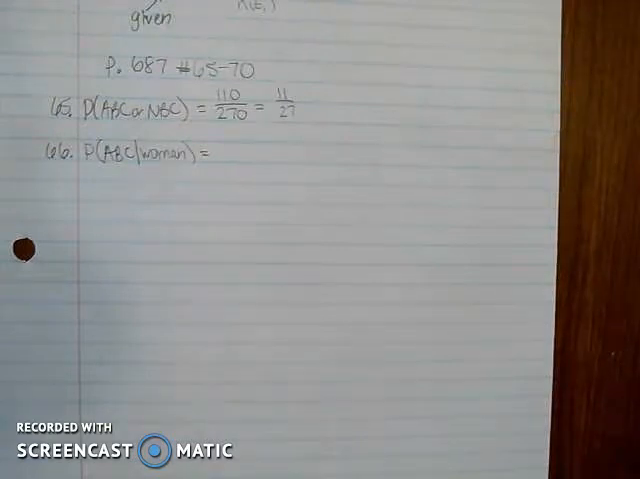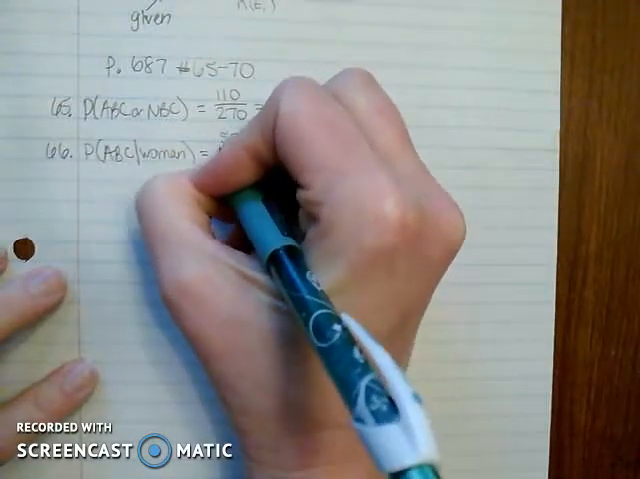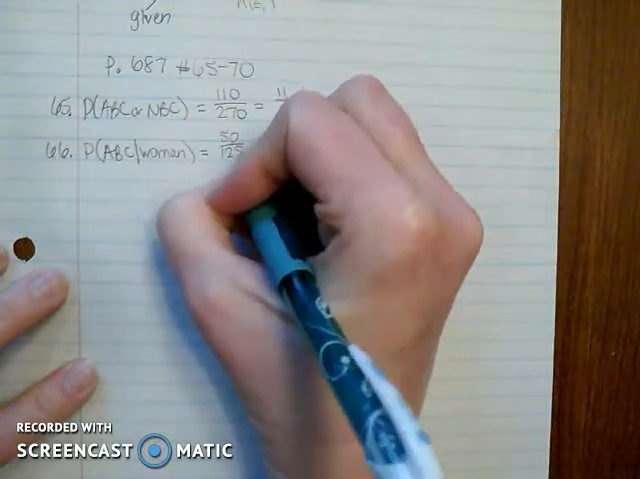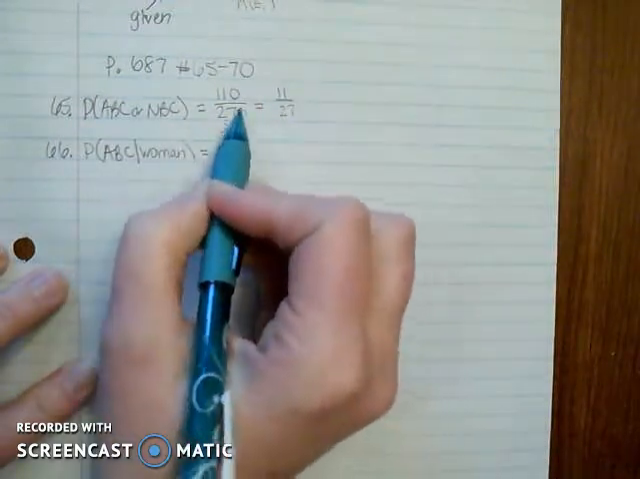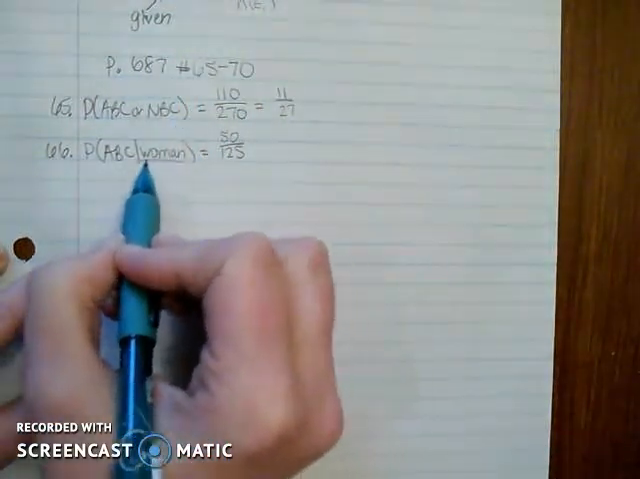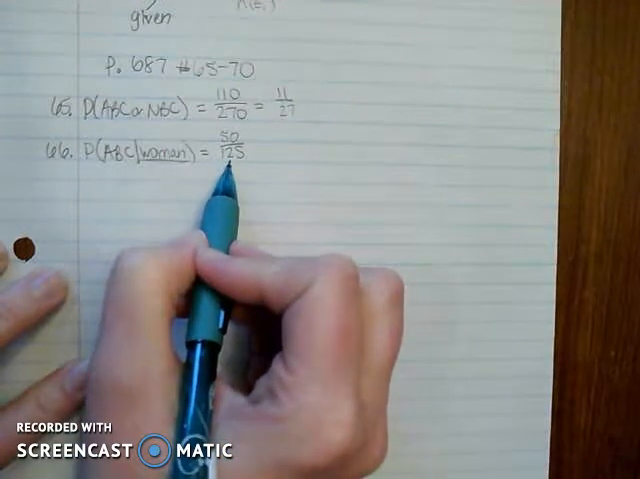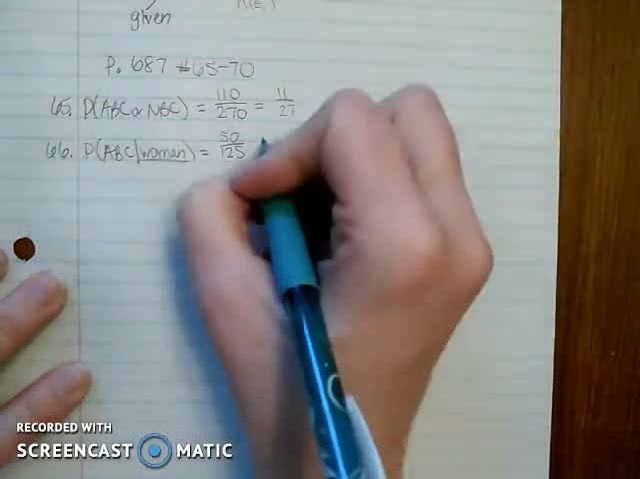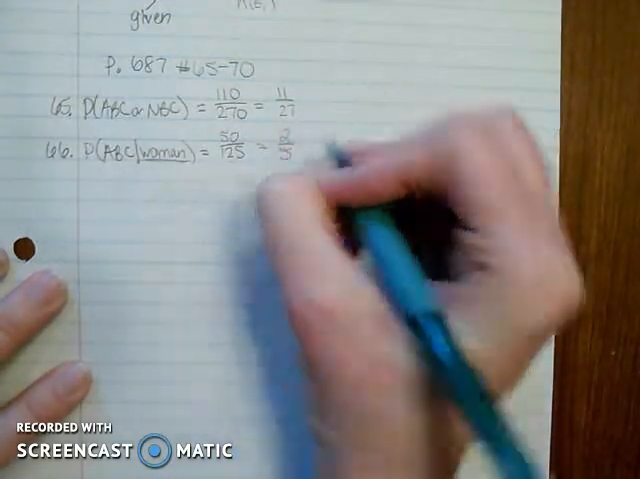All right, so women who watch ABC, there are 50 of them out of the total number of women, which is 125. So you can see the difference here. This one was everybody. This one was given that it's a woman. So that's why there's only 125 instead of the 270. All right. And that is 2/5 as your final answer.